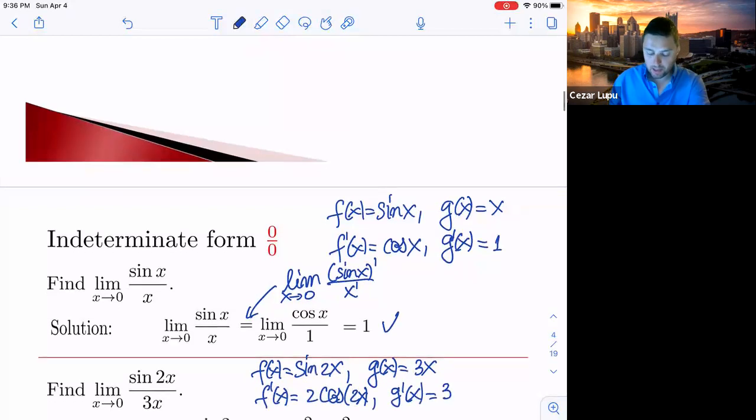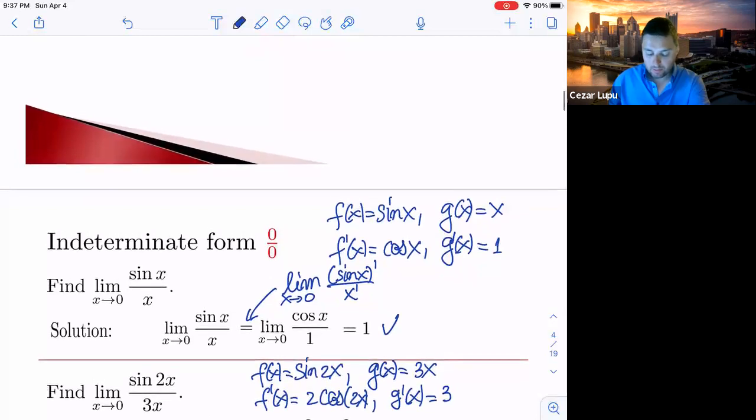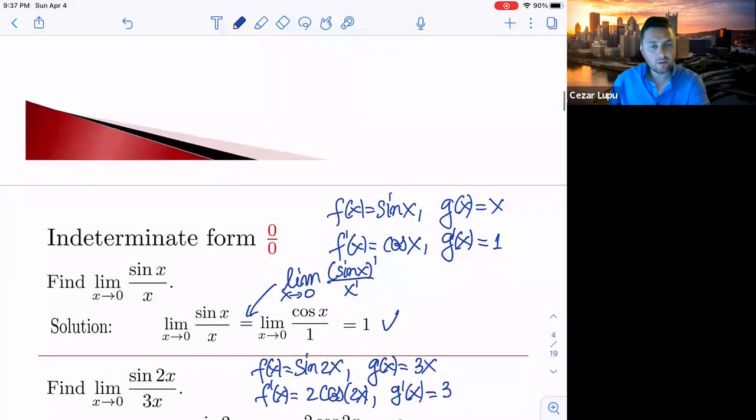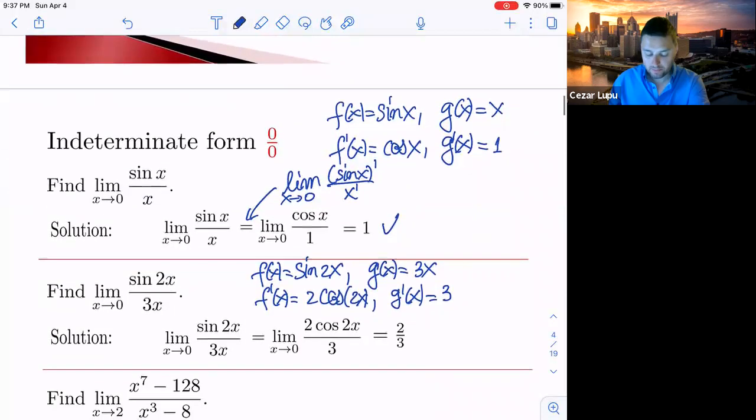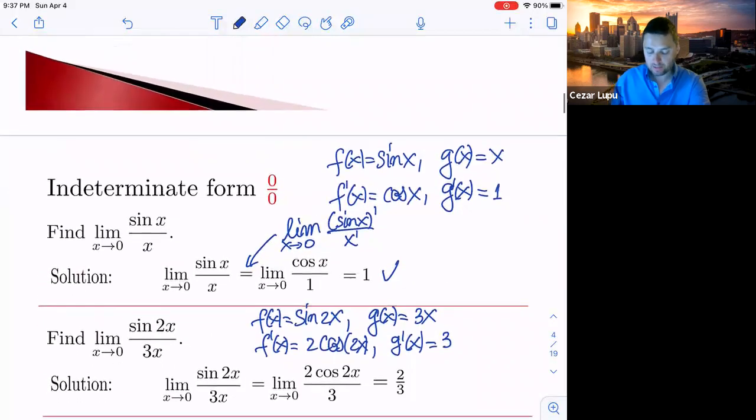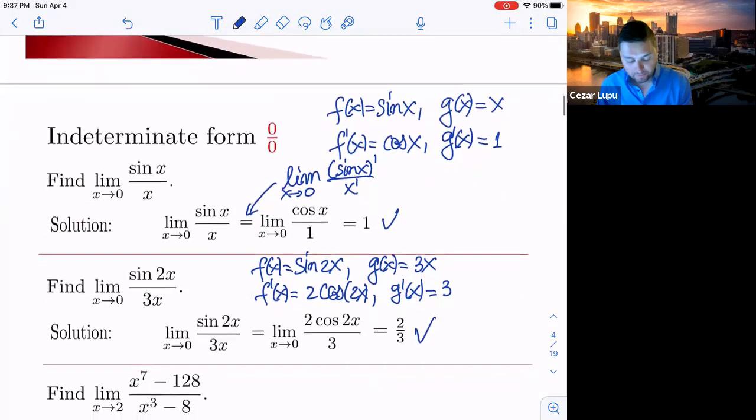Again, the limit of the quotient will be the limit of the quotient of derivatives. So as you can see here, we have 2 cosines. The limit as x approaches 0 of sine of 2x over 3x will be the limit as x approaches 0 of 2 cosine of 2x over 3. Now we can plug in x equals 0, which gives us 2 over 3. So that's the limit. All right, let's see another one.